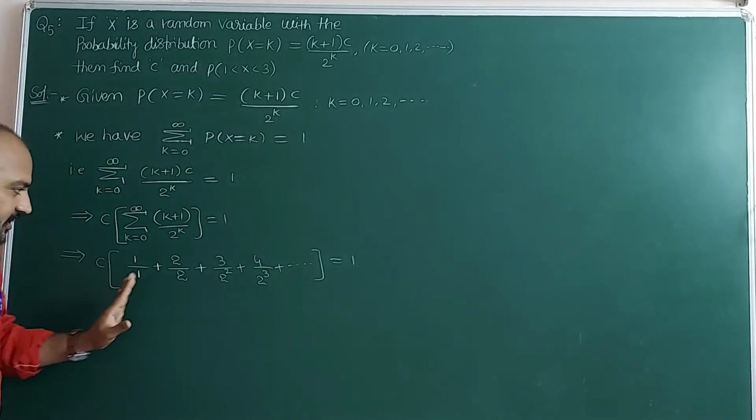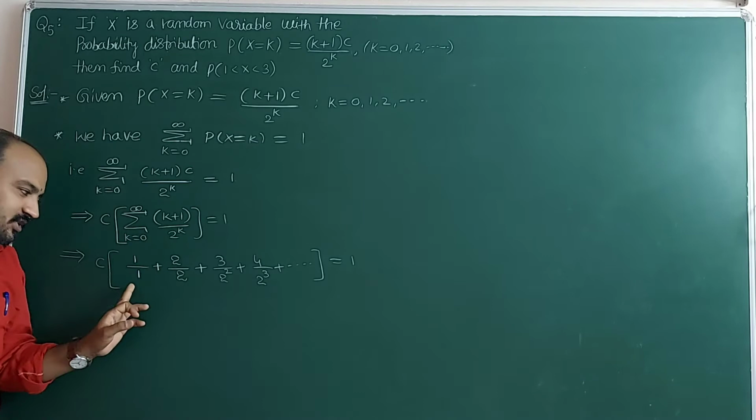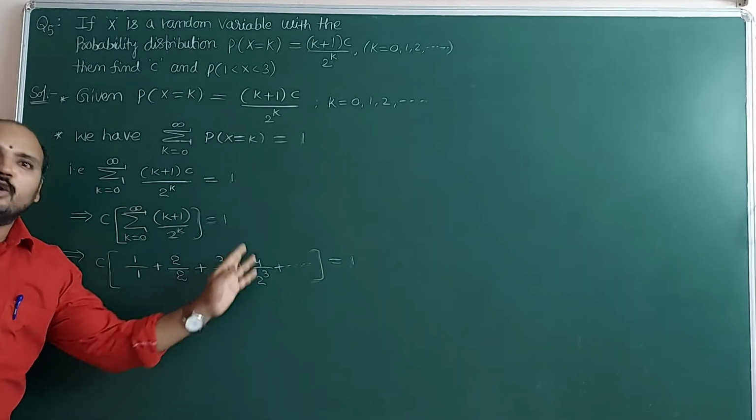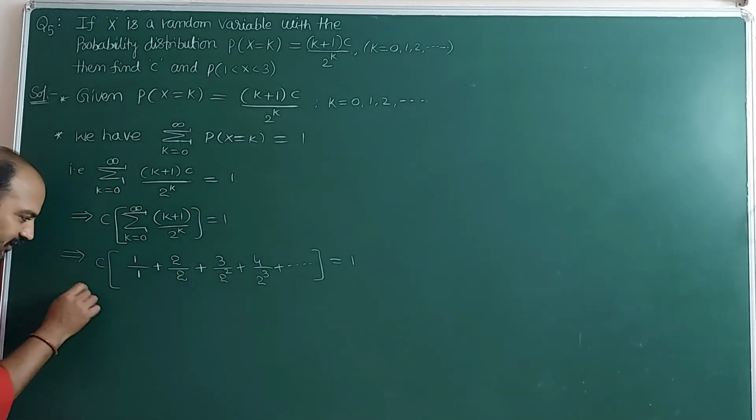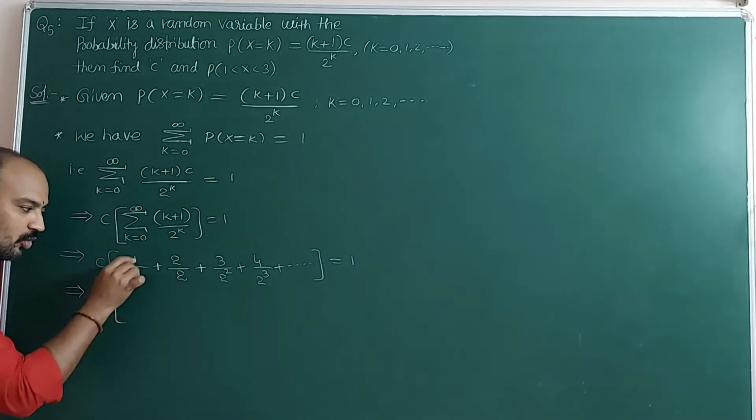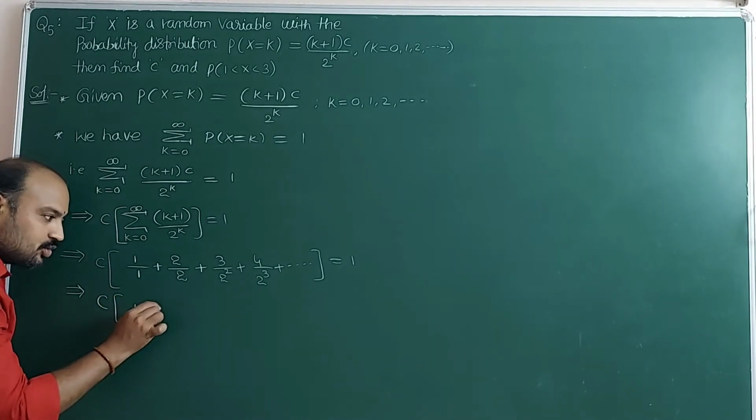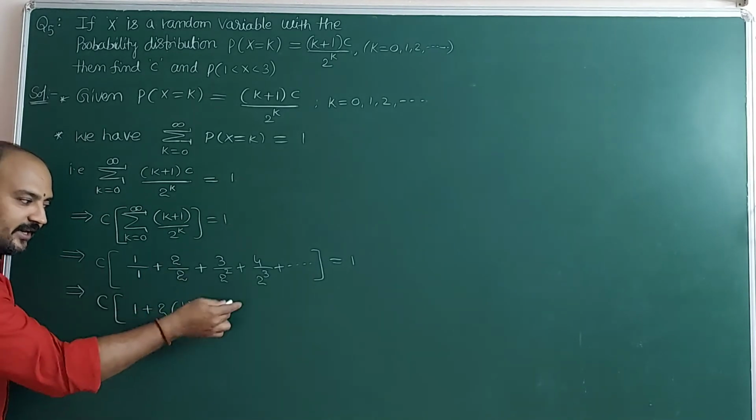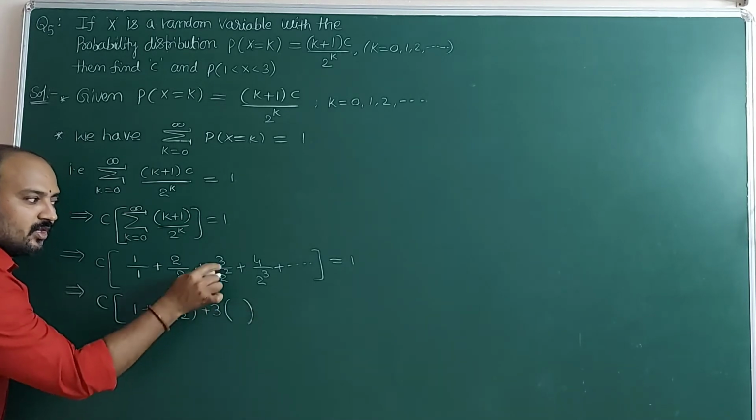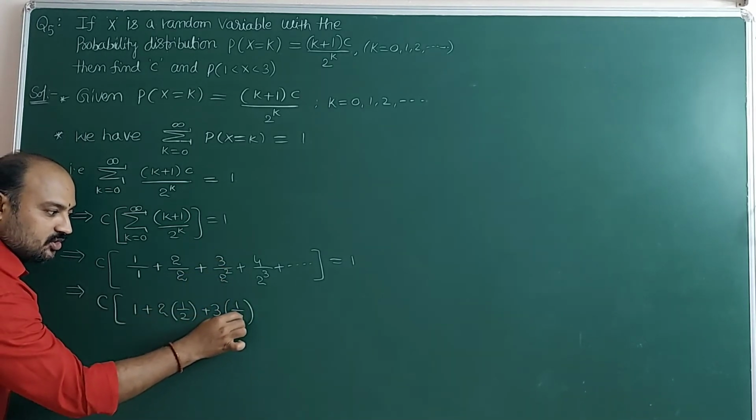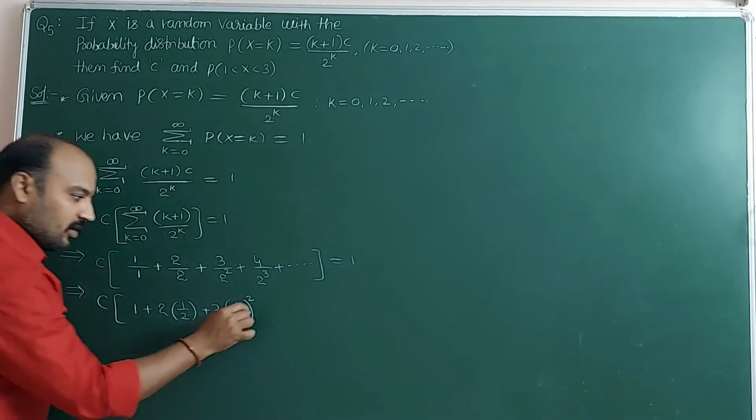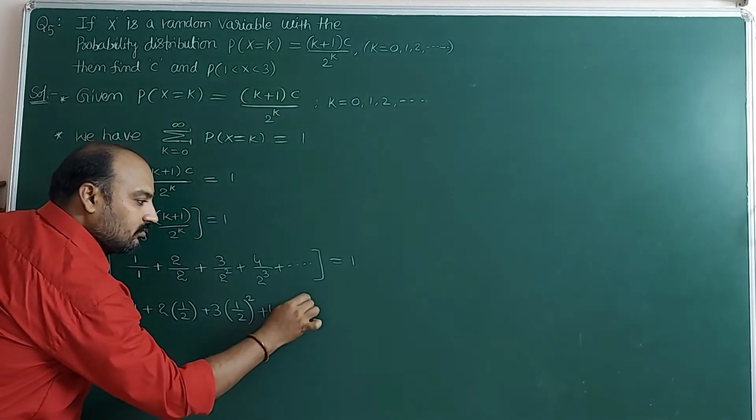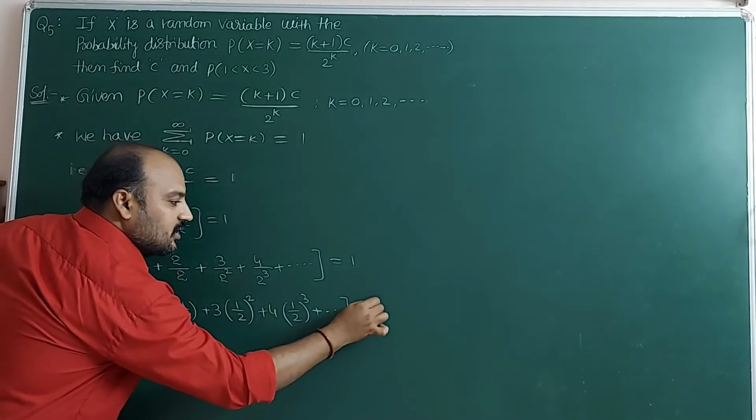I hope everyone understands this step. First, k is equal to 0, substitute, this value will come. K is equal to 1, this value. K is equal to 2, this value. K is equal to 3, this value, and so on. Here what I am doing is c into (1 plus 2 into 1 by 2, in the next term 3 times 1 by 2 whole square, plus 4 into 1 by 2 whole cube, plus and so on) is equal to 1.